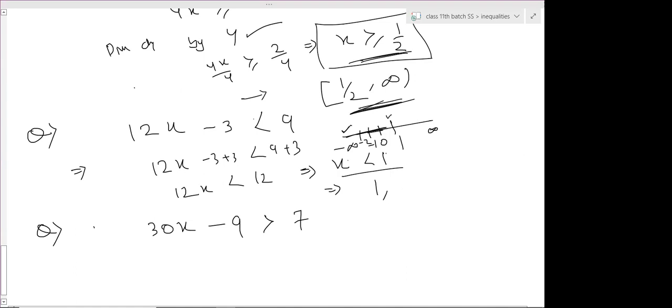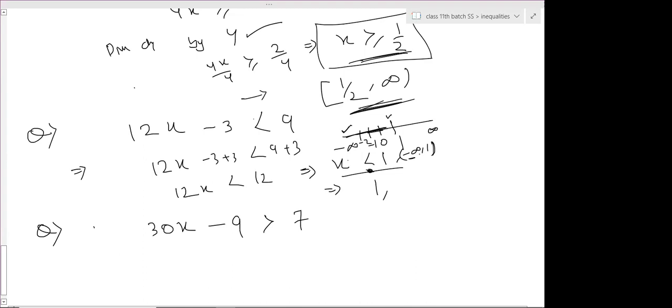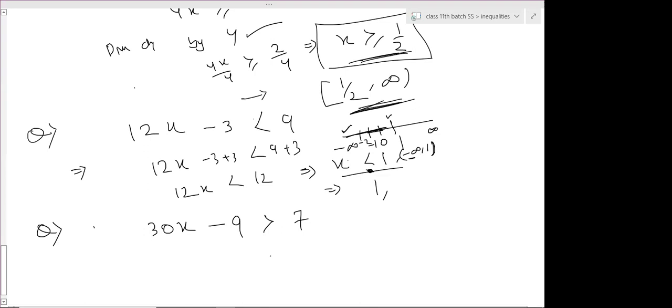So less than is minus infinite to 1, open brackets both sides, because we can never reach minus infinite and there is no equality sign here. So open bracket with 1 also. This thing is clear? Iram, Fahad, this is clear? Yes, sir.